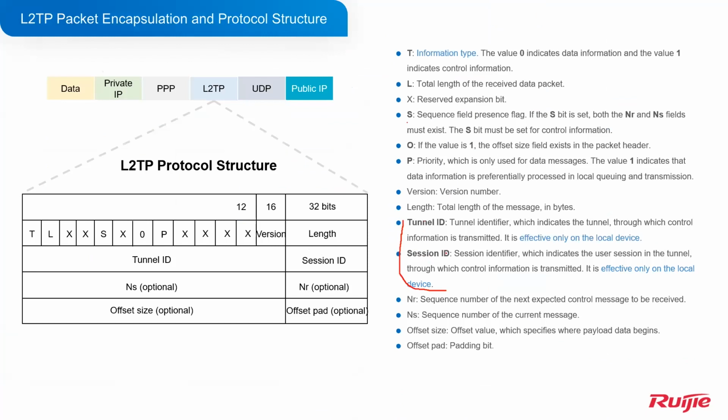And these two IDs are only effective on the local devices. Okay, so this is the encapsulation. Of course, these IDs are created automatically.